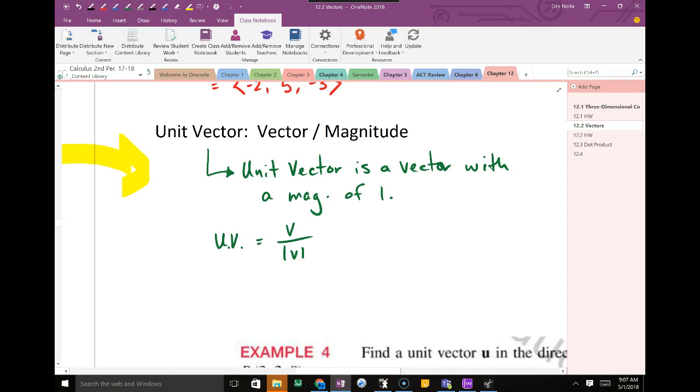Those are both v's. Yeah, so for a given vector, the vector divided by its magnitude. So I'll do an example so you understand the notation. Magnitude always one.